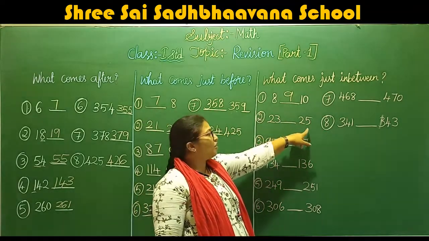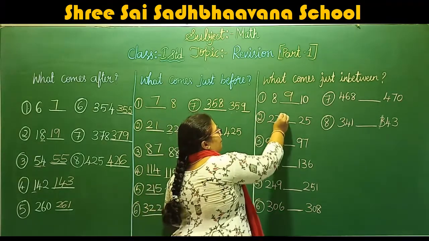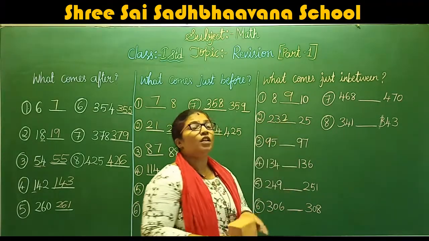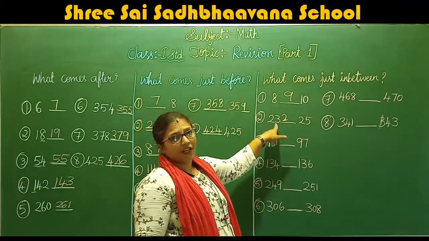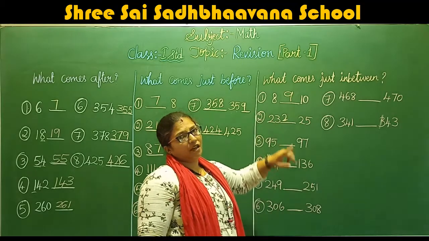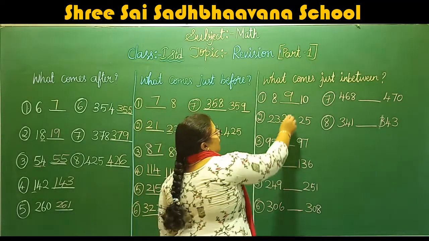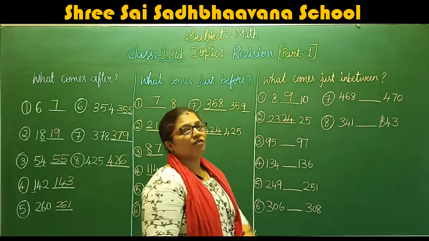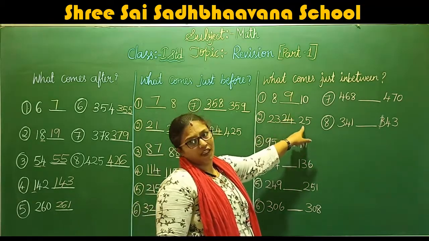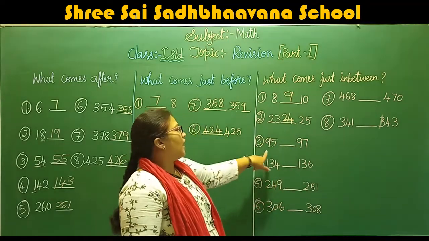23 dash 25 they given. So 2 is common. The ones place number is 3. Here it is 5. You should write the after numbers for 3. What is the after number for 3? After 3 comes 4. So 23, 24, 25. This is the between number for you.